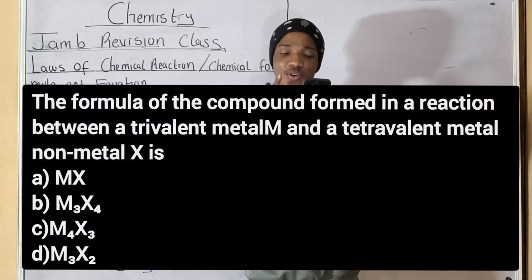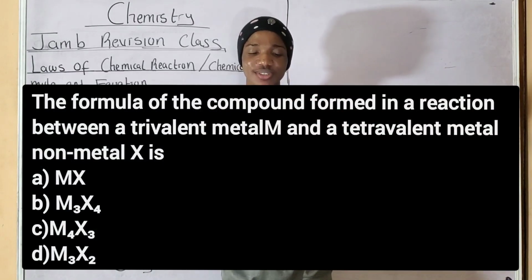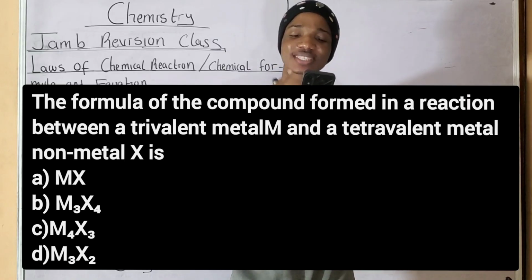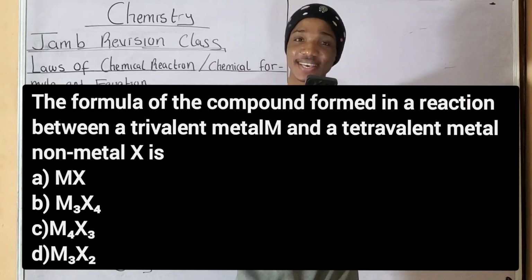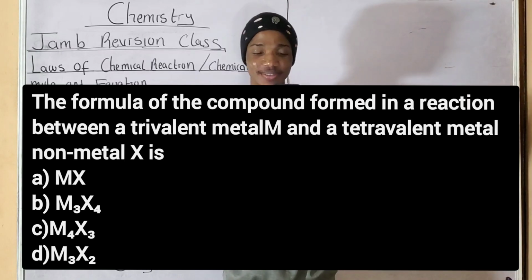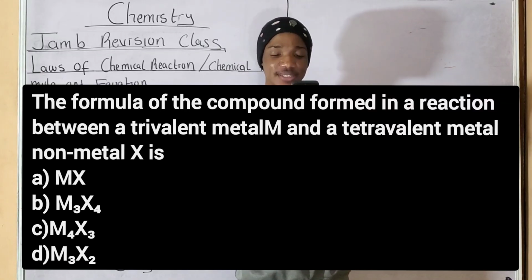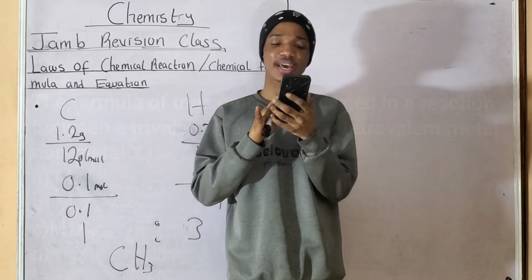The formula of the compound formed in a reaction between a trivalent metal M and a tetravalent non-metal X is: A, MX; B, M3X4; C, M4X3; D, M3X2.